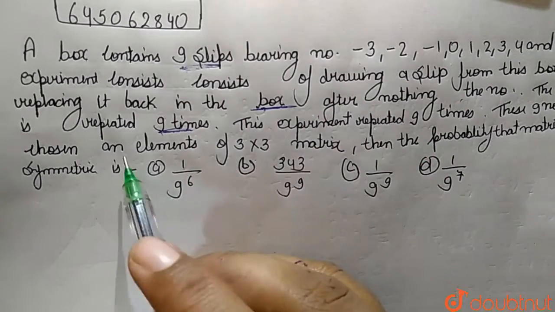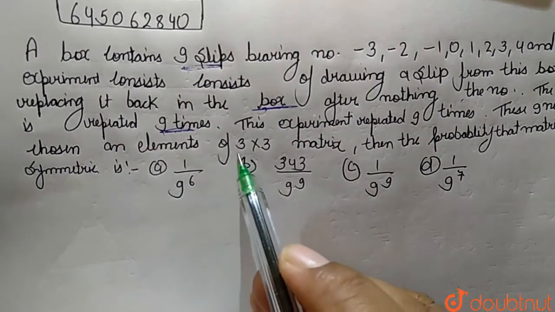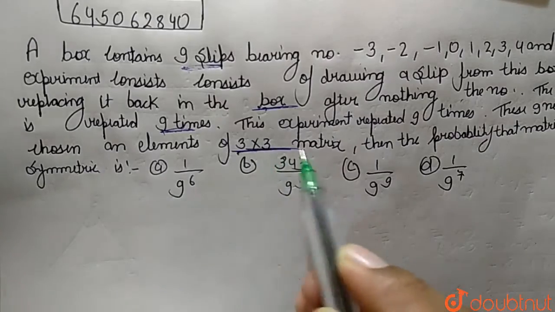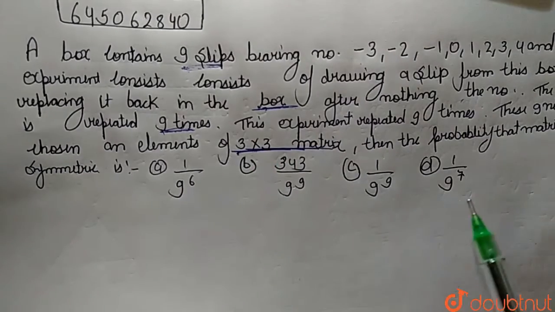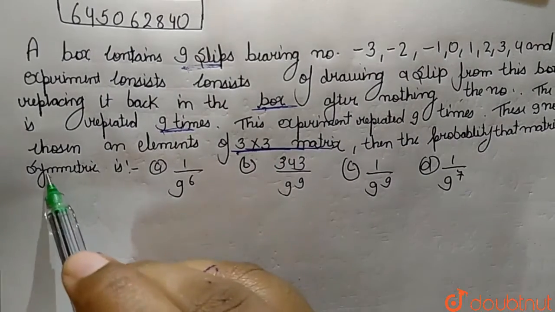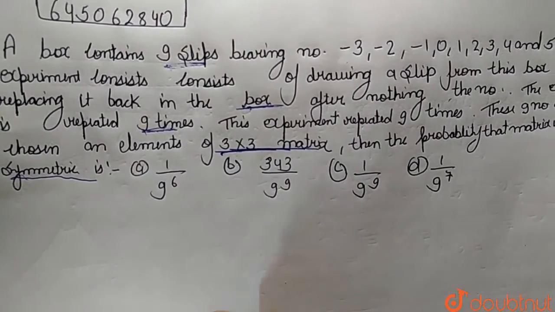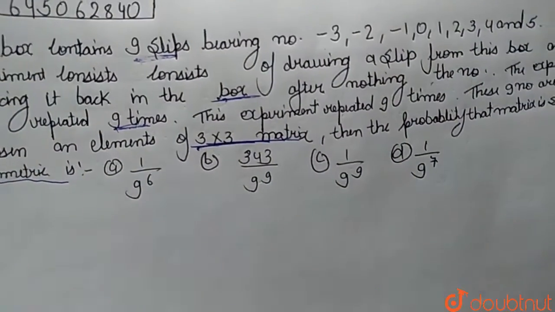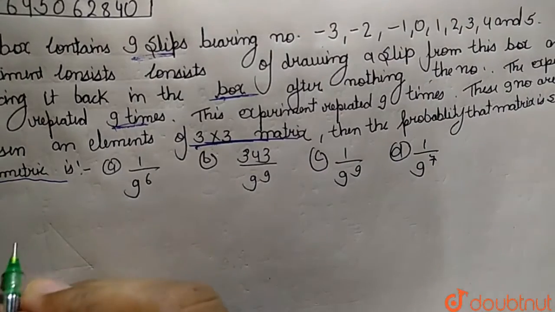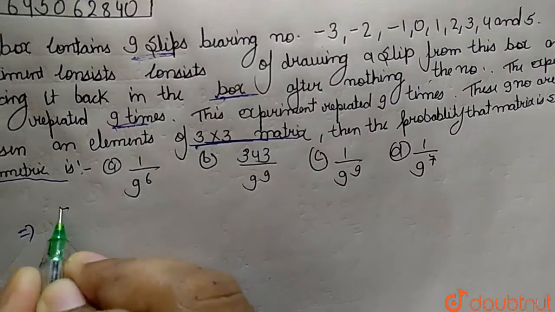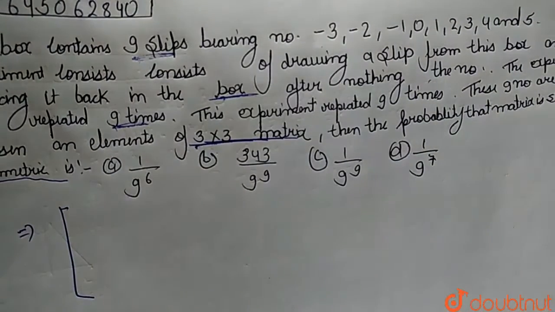These numbers are known as chosen elements. These elements are chosen to fill a matrix of 3 by 3. Then we need the probability that the matrix is a skew symmetric matrix. We have to find the value for the skew symmetric matrix, and these are the following options.